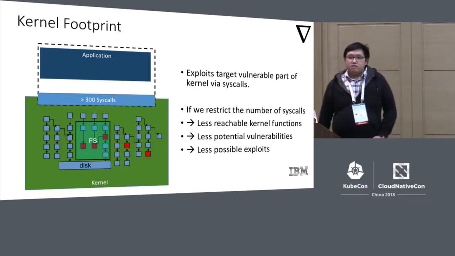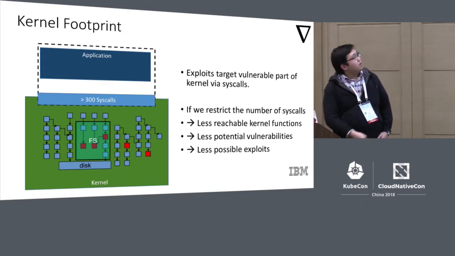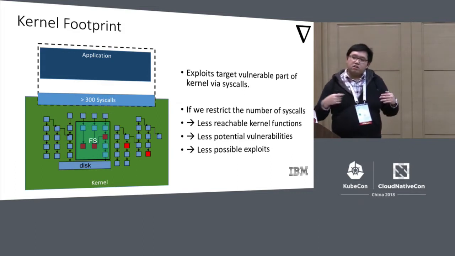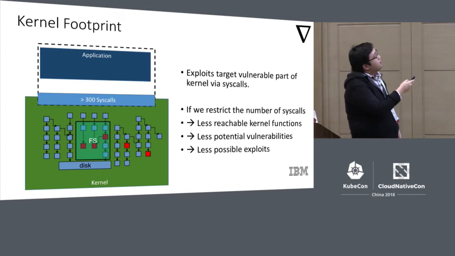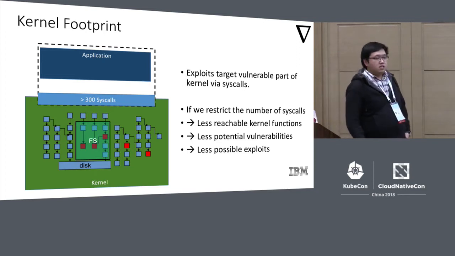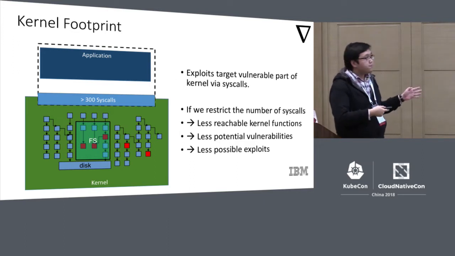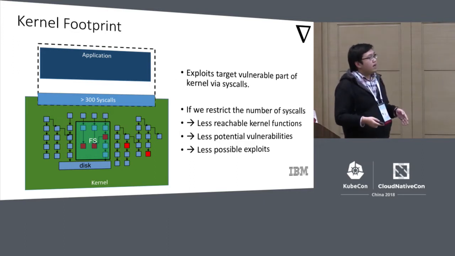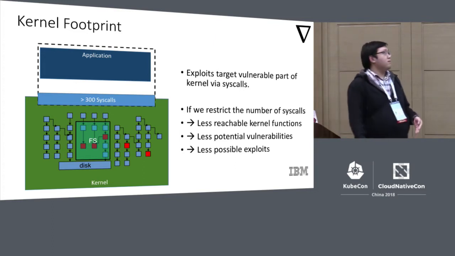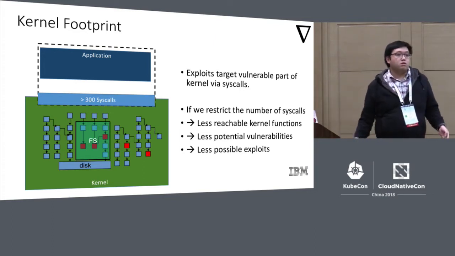So our hypothesis is that if we restrict the number of syscalls possible, the interface to the kernel, we are basically reducing the amount of boxes, kernel functions, being reached. And because of that, there will potentially be fewer vulnerabilities, and with fewer vulnerabilities, fewer exploits will be possible.